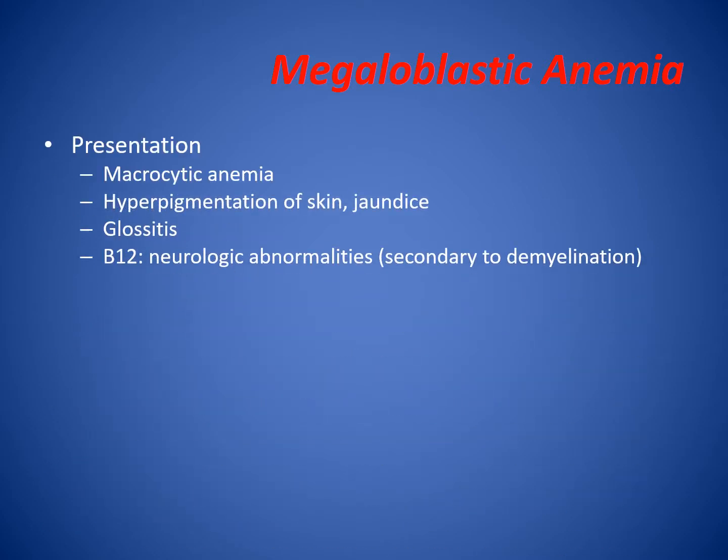So how would they present? Well, they're going to present with a macrocytic anemia, so their MCV is going to be large. One of the cardinal signs that people present with is a hyperpigmentation of the skin, but also an inflammation of the tongue or enlargement of the tongue.